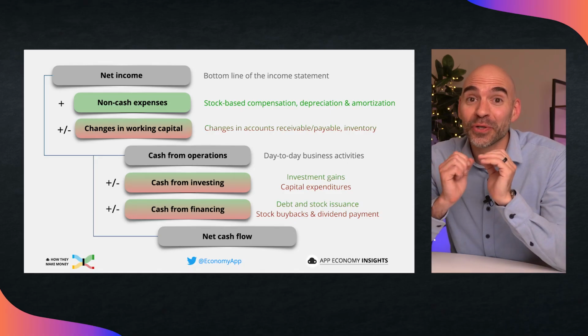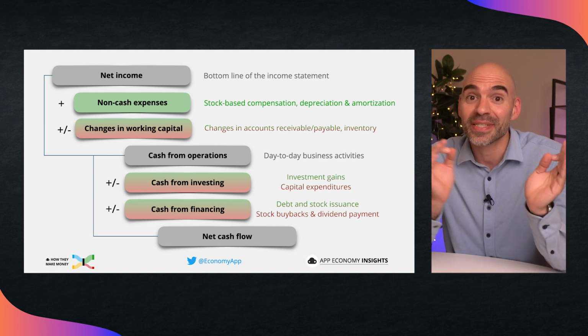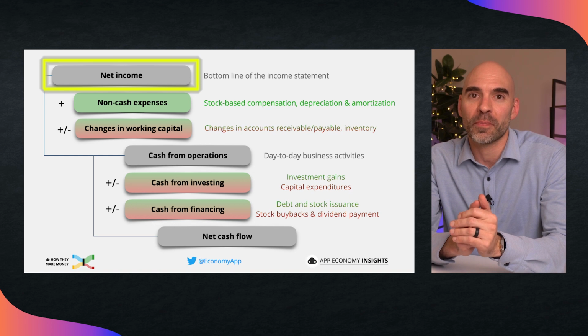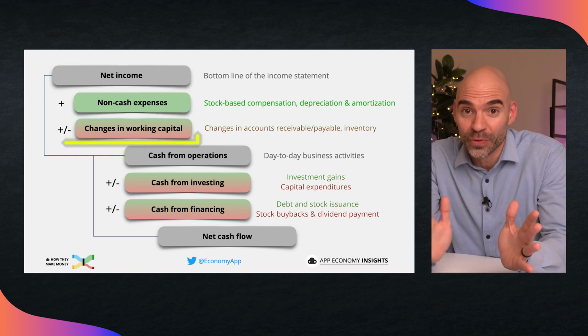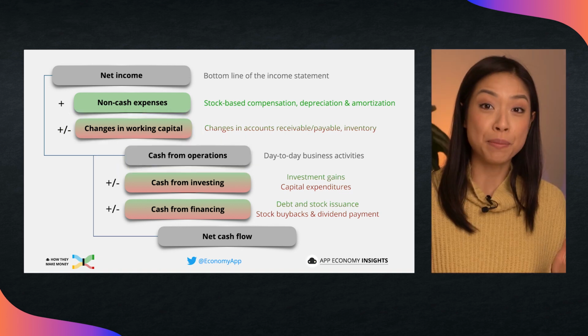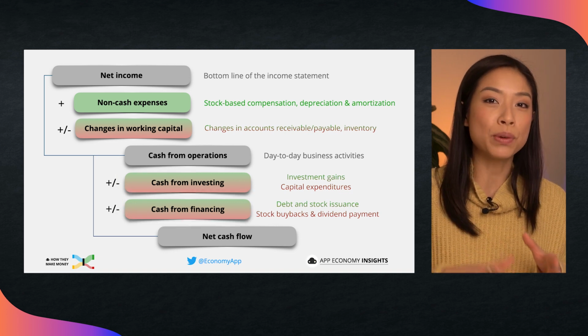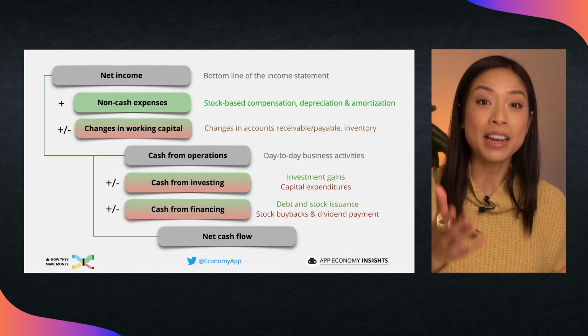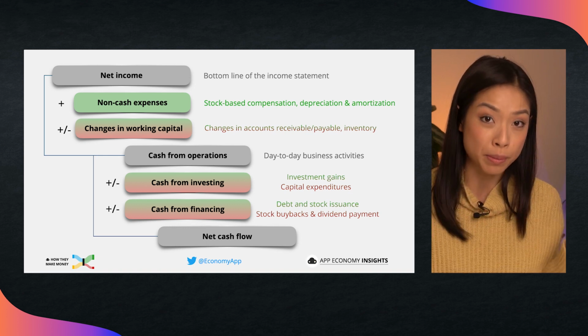So here is a chart to summarize everything we just learned. The cash flow statement starts with the net income from the P&L. We add back the non-cash charges and other non-cash fluctuations. We end up with cash from operations. And from there, we add the cash from investing and financing activities to end up with the net cash flow for the period. That's the net increase or decrease in cash in the company's bank account for the period.